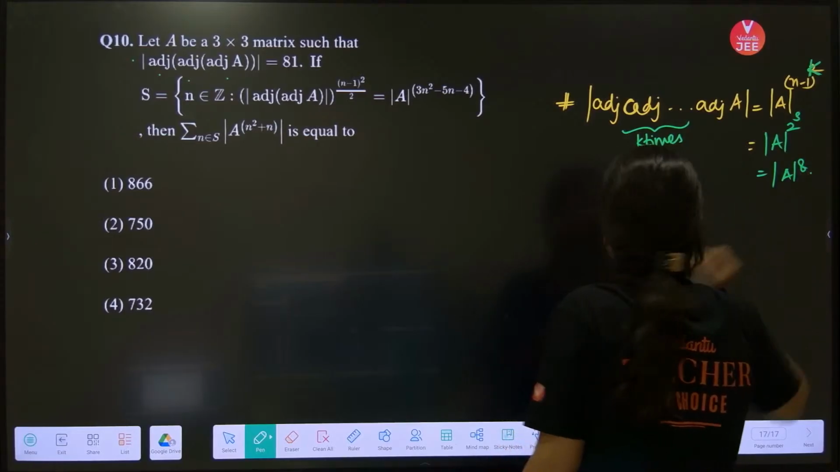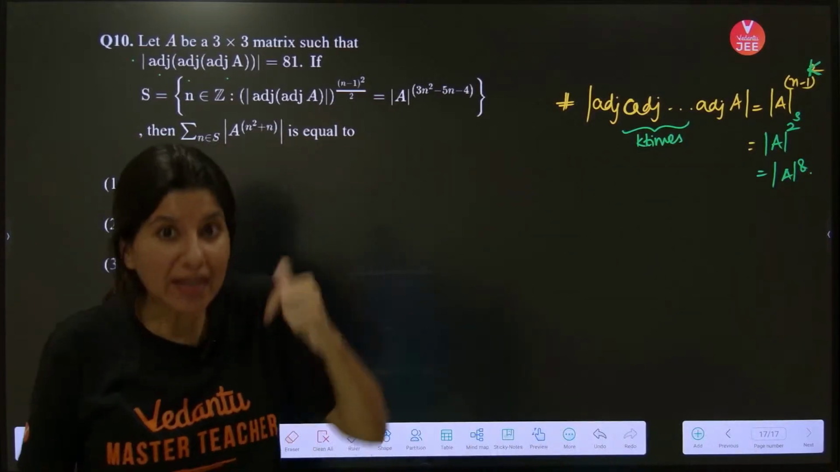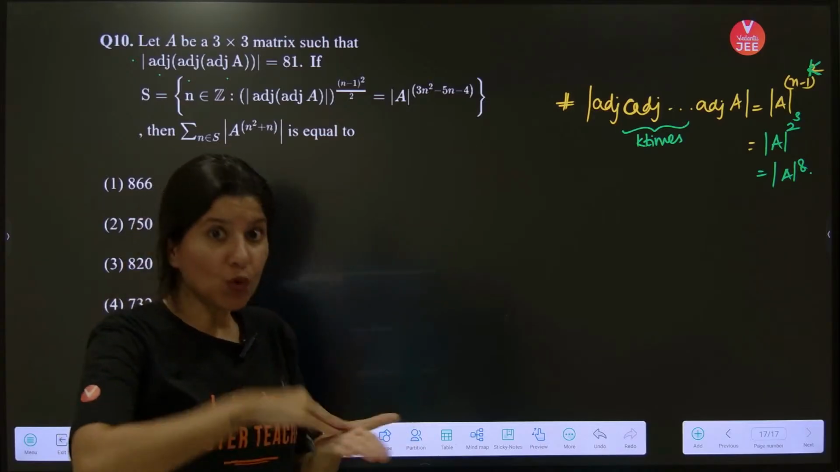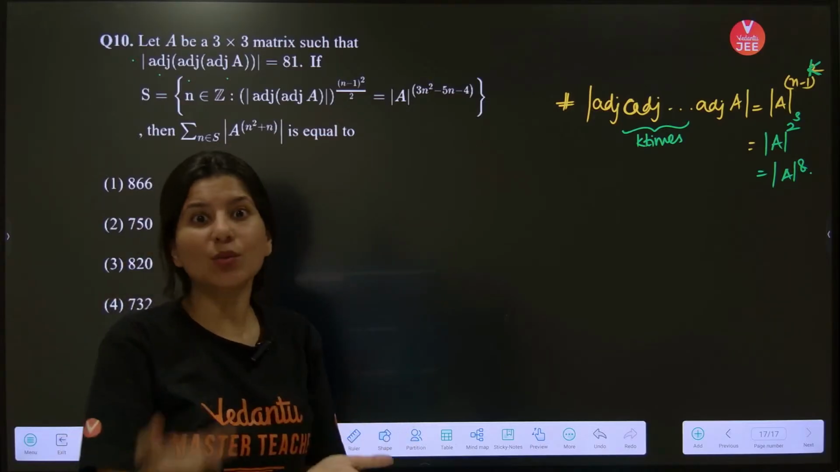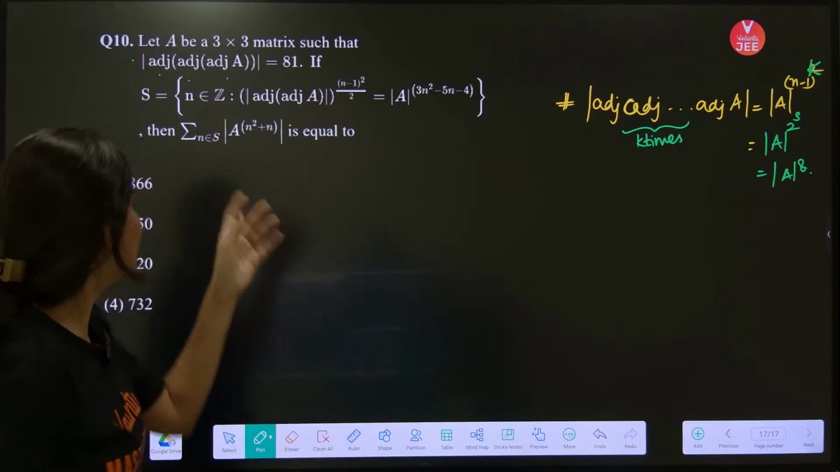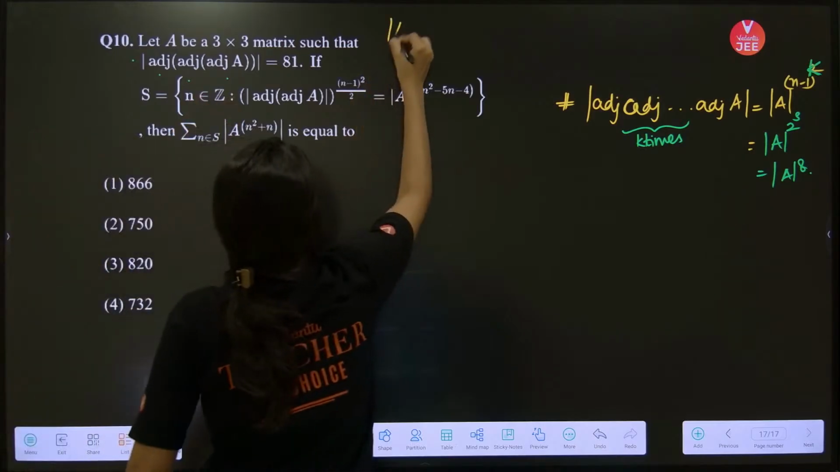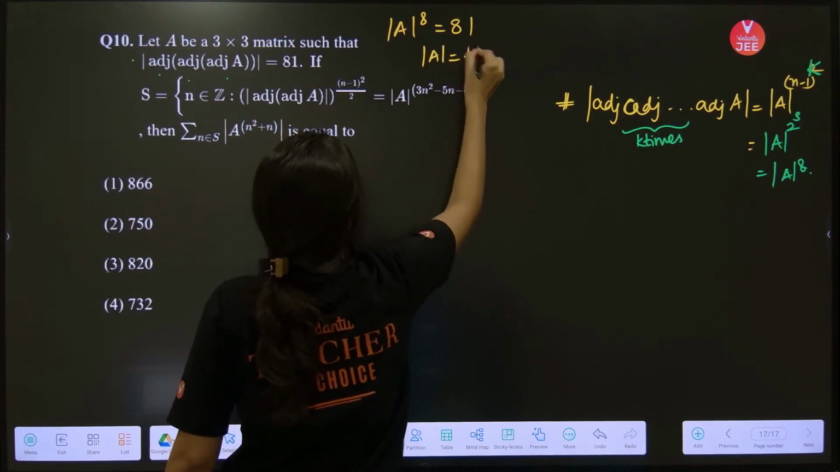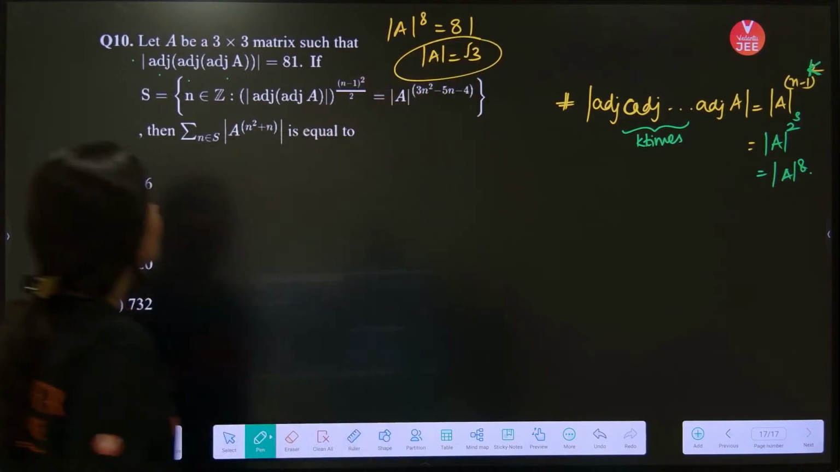Determinant A power 8. Understand, this is (n minus 1) power k. It is 2 cube, not 2 into 3, 6; that will be wrong. So determinant A power 8 is equal to 81. That means determinant A will be root 3. So you got the value of determinant A first of all.